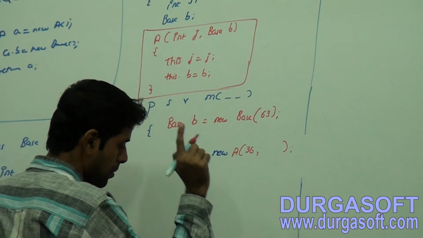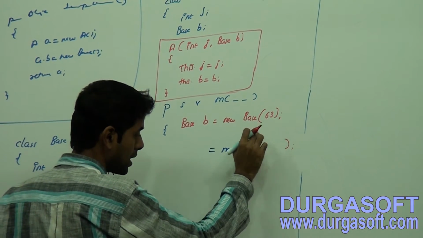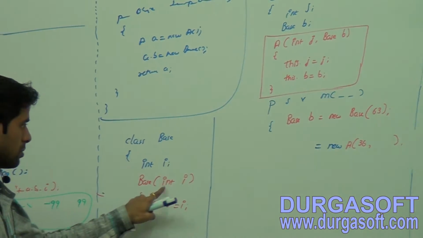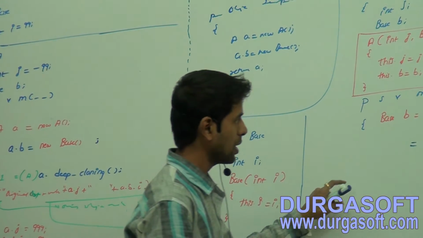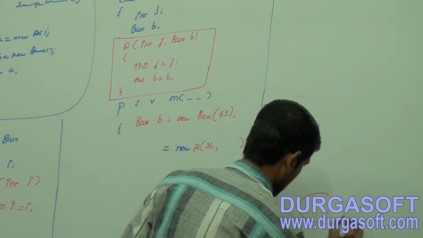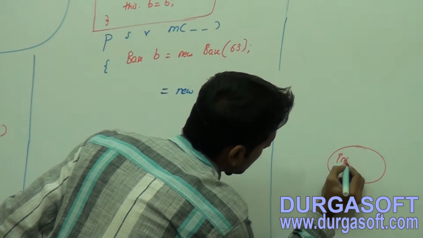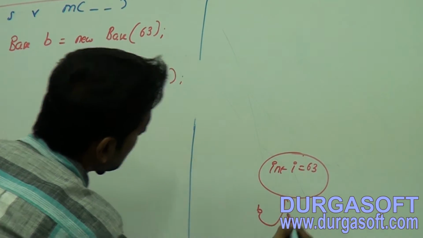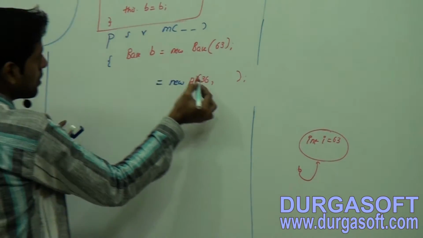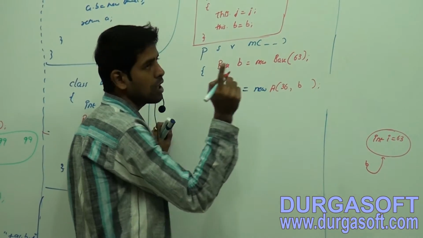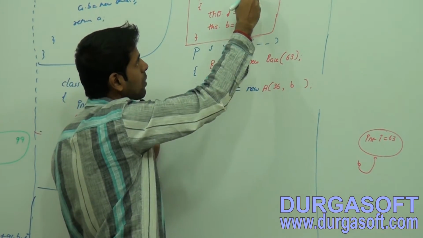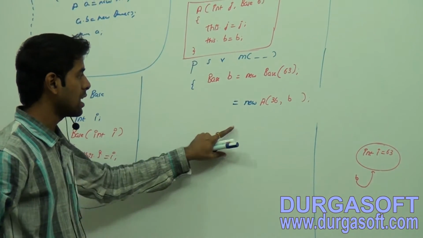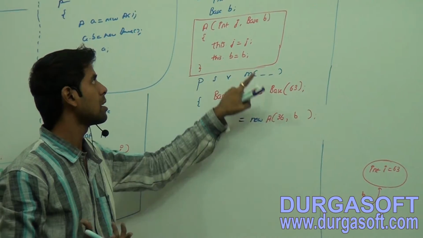Base class is having a parameterized constructor with argument as int. Observe here, that's why 63. What happened in memory? Base class constructor created with the data as 63, and it is referred to by b. Now that b I pass here, the same object reference I am passing here. Now what happens here? That base b will be used for initializing a class object member.